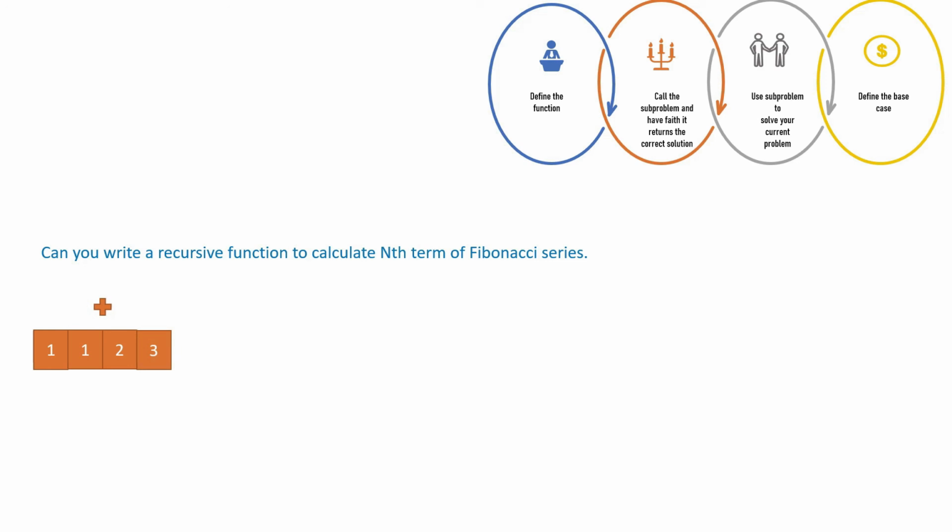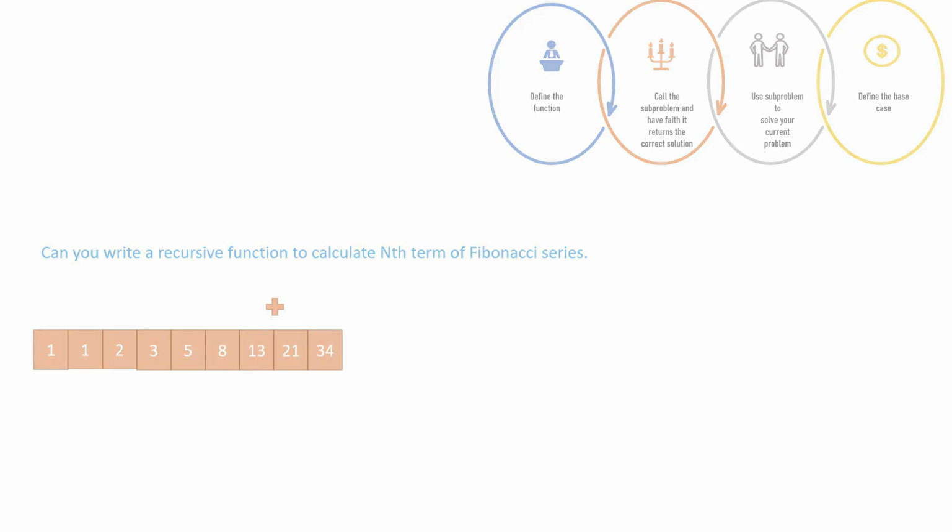The sum of 2 and 3 is 5. The sum of 3 and 5 is 8. The sum of 5 and 8 is 13. The sum of 8 and 13 is 21. The sum of 13 and 21 is 34, and so on. I request you to write the program yourself. You can take the reference of the code in the link given in the description box.